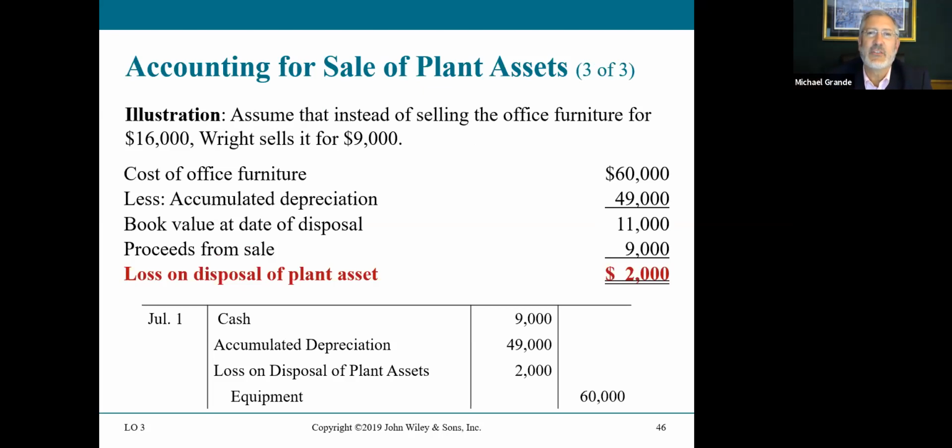Accounting for plant illustration. Assume that instead of selling the office furniture for $16,000, Wright sells it for $9,000. Again, it's a comparison between the book value given up and the cash received. Book value given up was $11,000. They received $9,000. They have a loss. Very similar journal entry. Record the cash. Remove the accumulated depreciation. Remove the asset. Record gain or loss. There's your journal entry.